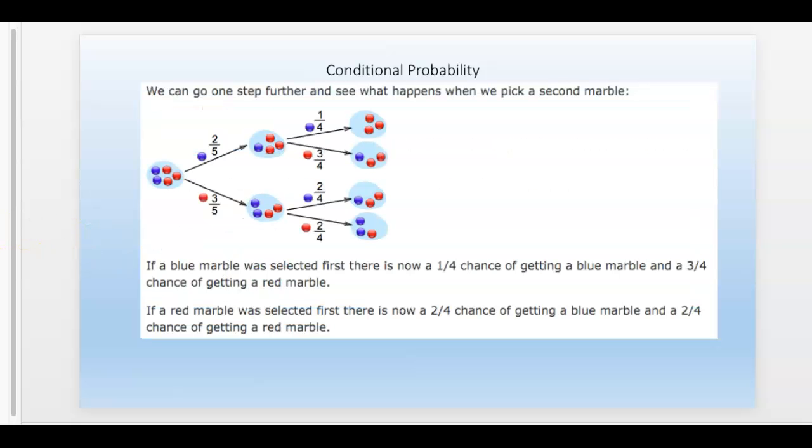All right, then we can go to the next step for the second selection. If the first selection was a blue marble, the chance of getting a blue one is now 1 out of 4. And the chance of getting a red one is now 3 out of 4. But if we selected a red one the first time, the chance of getting a blue marble the second time is now 2 out of 4. And the same with a red marble the second time, 2 out of 4. Because as you can see here, there are 4 marbles, 2 blue and 2 red.